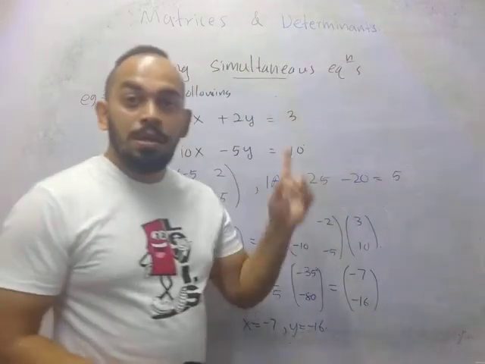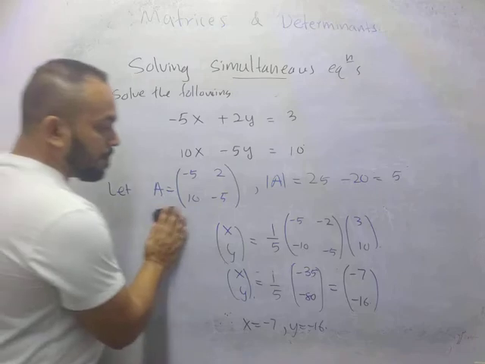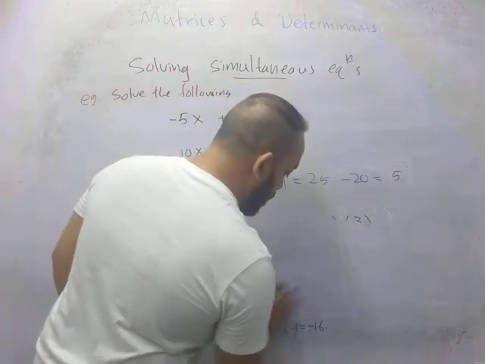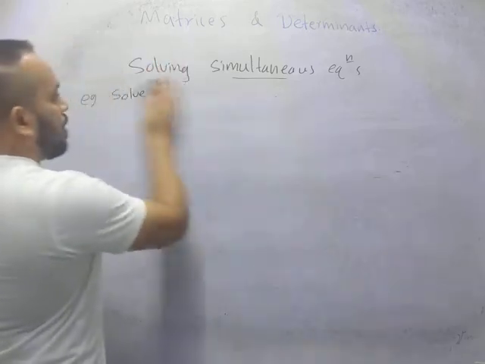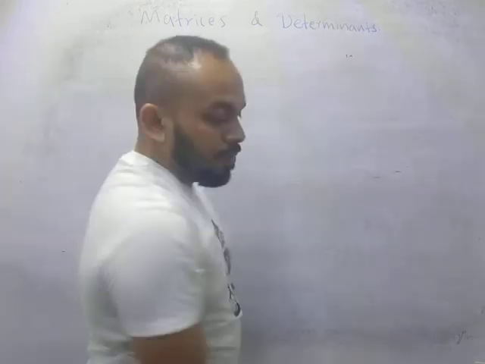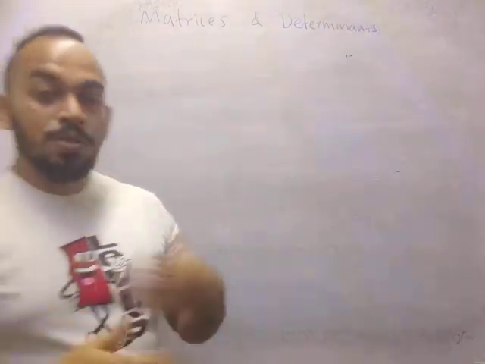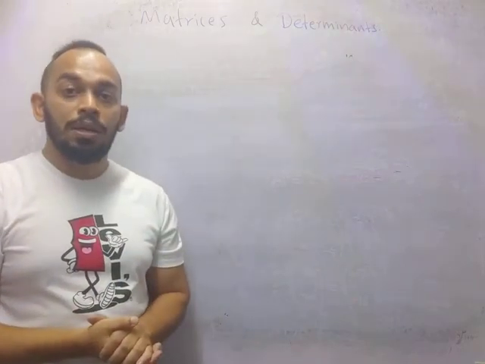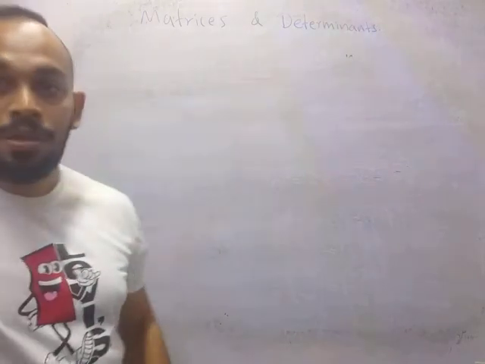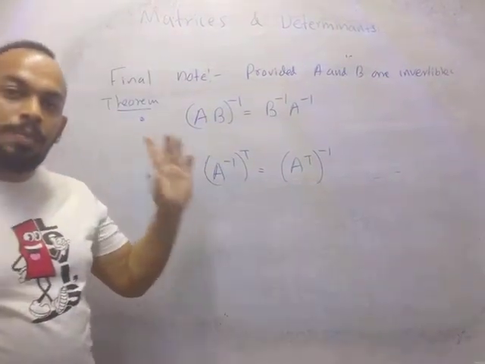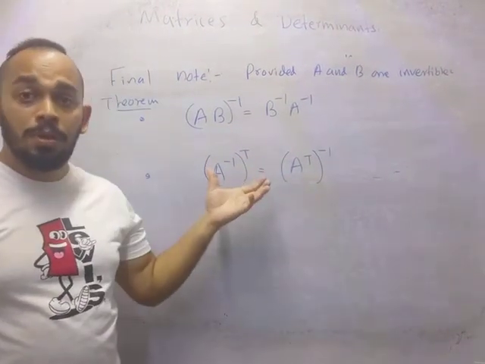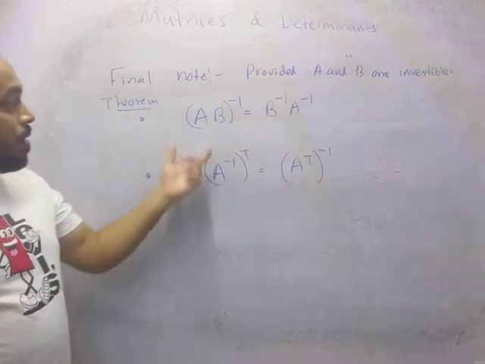One last thing, right? Before we move on, I want you to put a final note on this: the properties of the inverse, and what we can do with the inverse. This will be helpful when you practice past paper questions. So do not go anywhere. Right. So provided A and B are invertible, you can use these properties in the exam.